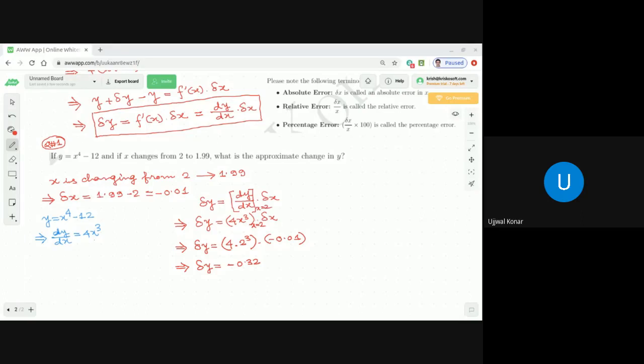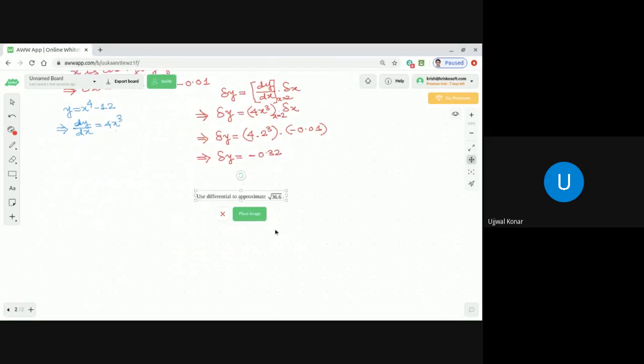So next, what I'm going to do, dear students, is use differentials to approximate the square root of 36.6. Okay, so let me show you how this can be done. This is question number 2.